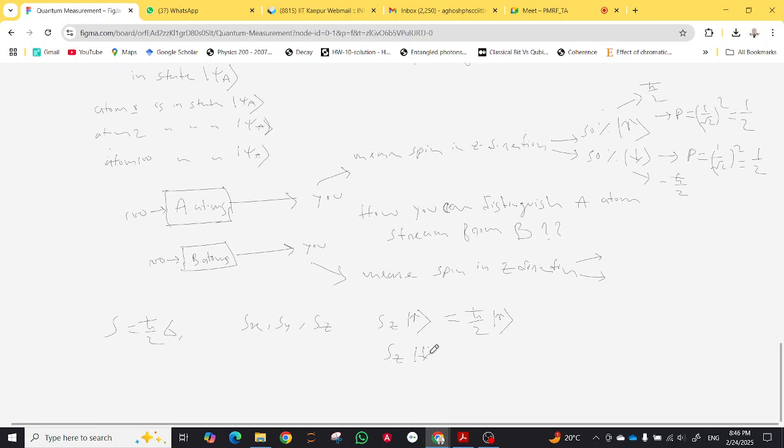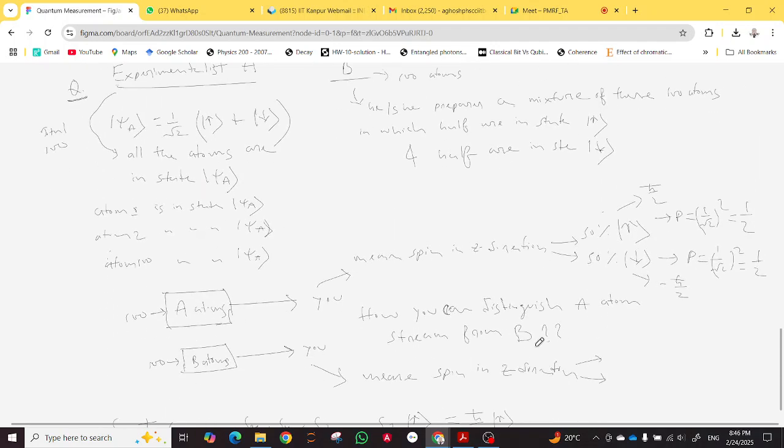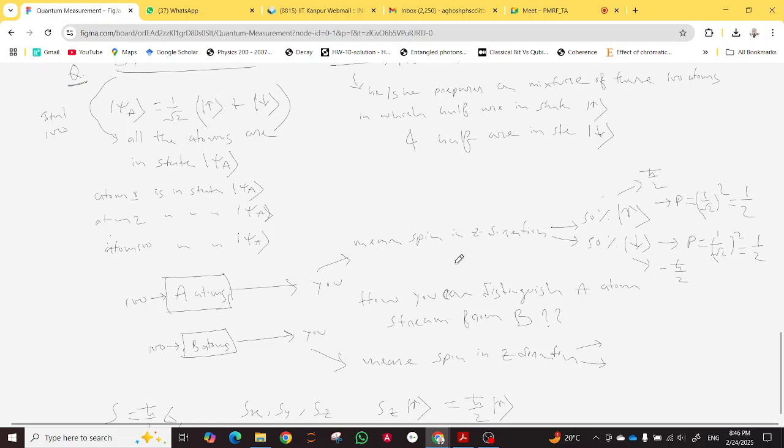Sz acts on the down state and gives you minus h cut by 2 times the down state, and these are the eigenvalues, right? So up and down means you are already in the z direction. Now we measure spin in the z direction. In the case of A atoms, you will get half of the times up, half of the times down.